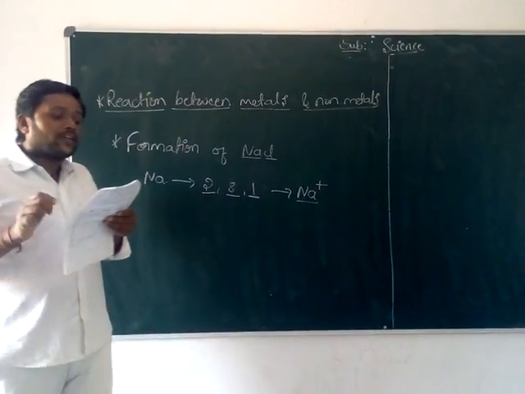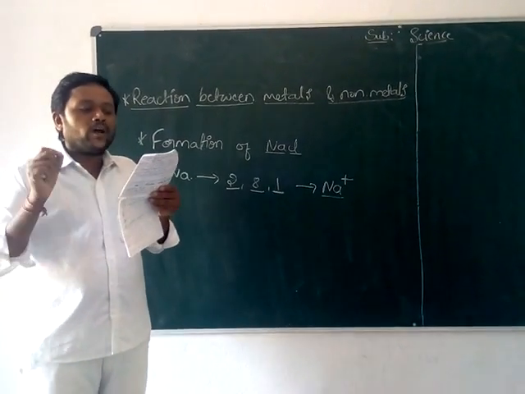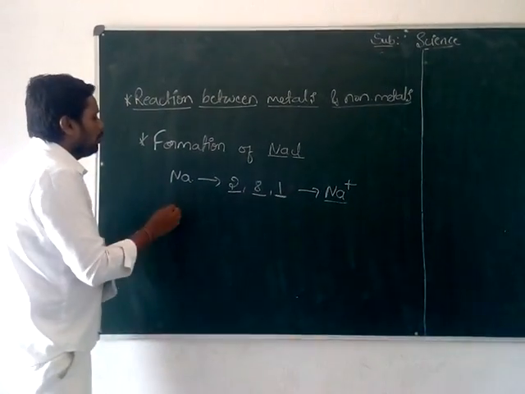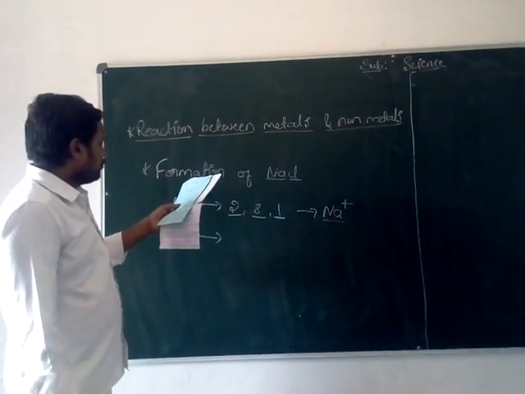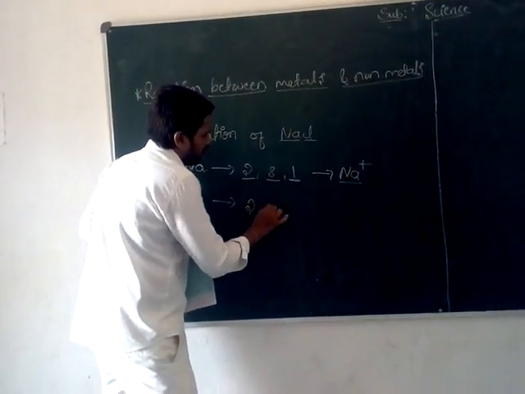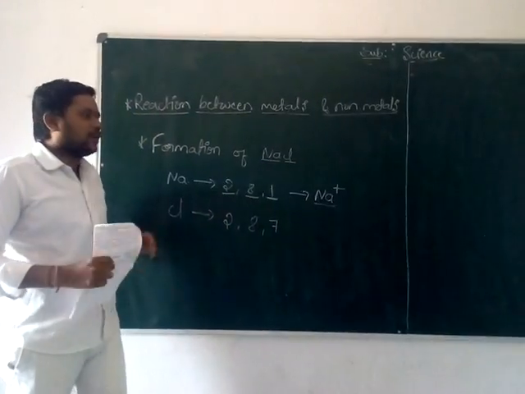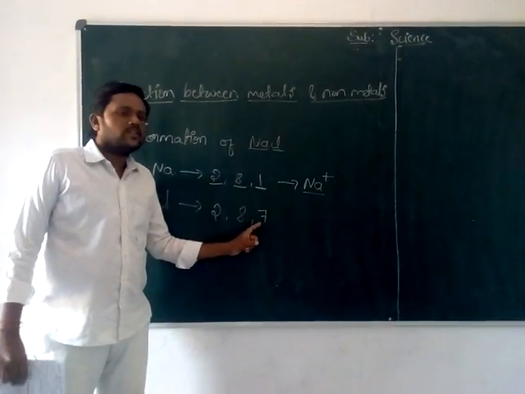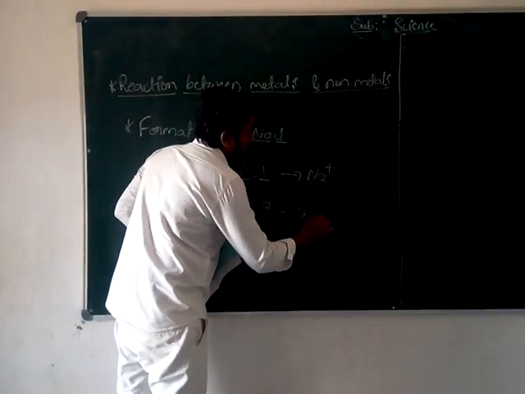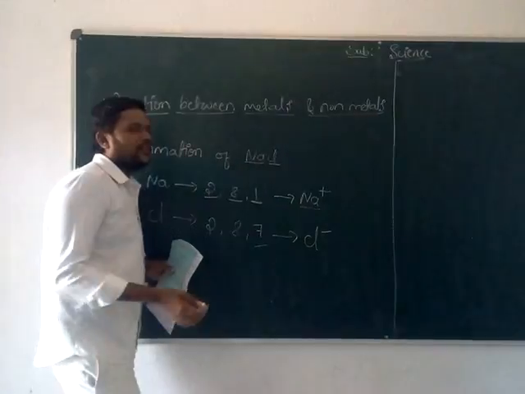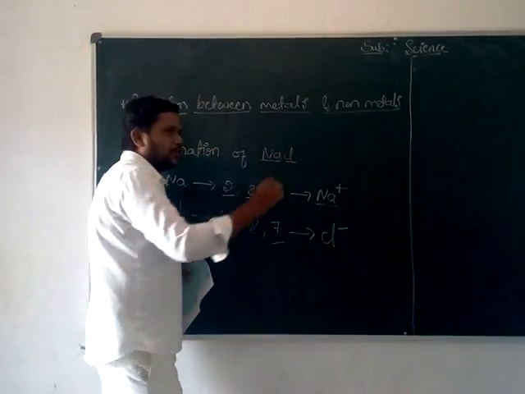Next, the chlorine has 7 electrons in its outermost shell. To become an octet, it needs 1 electron. Now I will write the configuration of chlorine, which is 2, 8, 7. To become a completely filled shell, it needs 1 electron. So we write Cl minus. This is the electron acceptor.